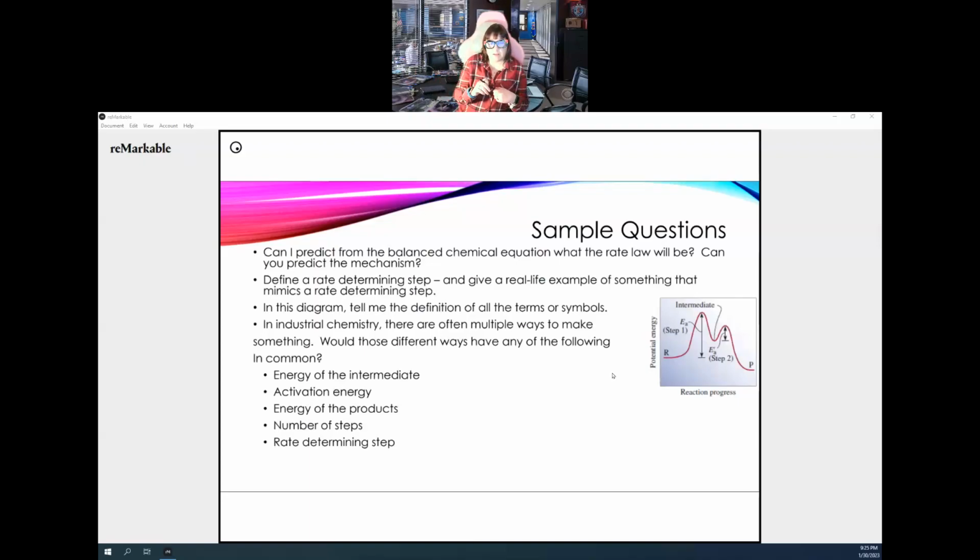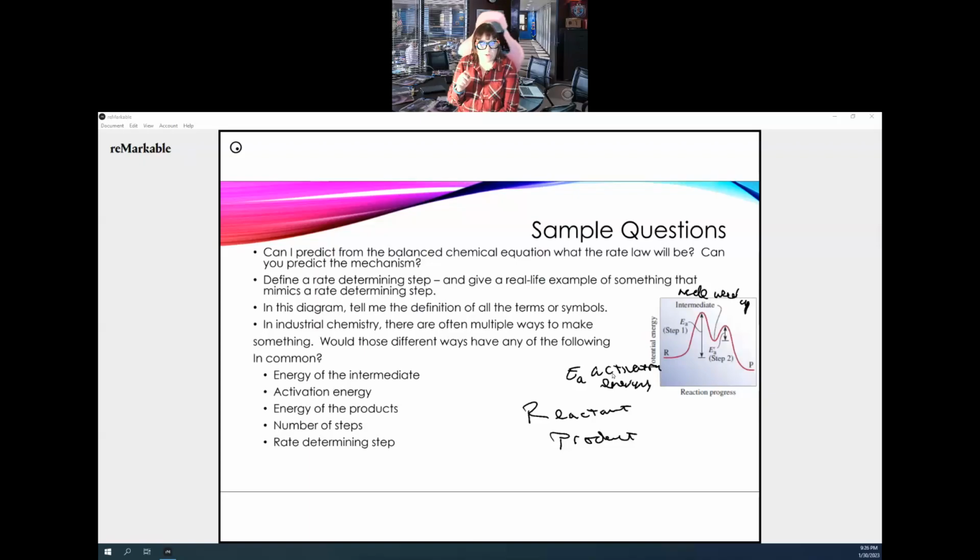In this diagram, tell me the definition of all the terms and symbols. R is for reactant, P is for product, EA is the activation energy, and the intermediate is a species that's made, and then a step is just a step in the process.